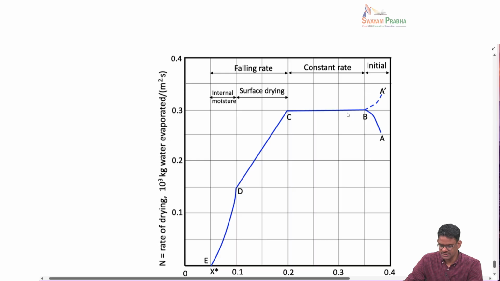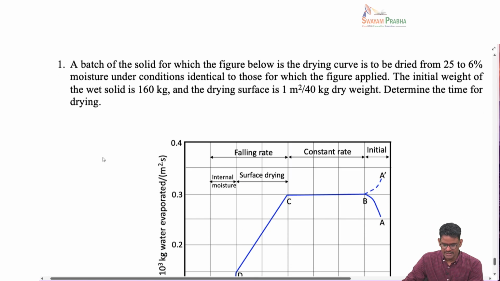There is a period of constant drying rate, there is a linearly falling rate, and then there is something a little different from linearity. So, there are two falling rate regimes. We know about the drying rate curve for this solid, and we wish to dry from 25% to 6% moisture under conditions identical to those for which this figure is applied. That means whichever drying condition is used to get this figure, the same drying condition is to be used for the actual batch drying.